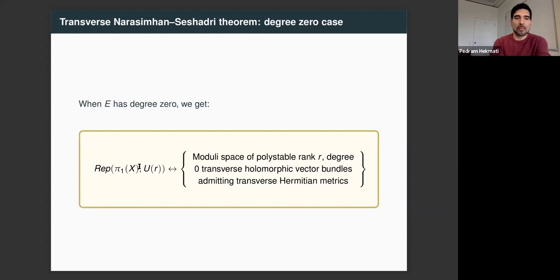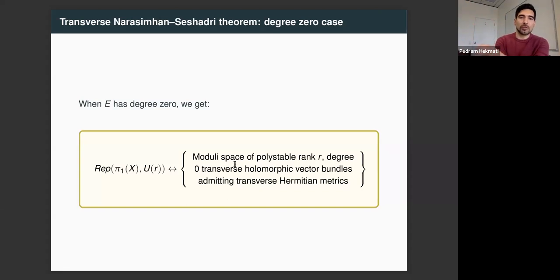So the Hitchin-Kobayashi correspondence tells you that this character variety is the moduli space of polystable rank R degree 0 transverse holomorphic bundles admitting transverse Hermitian metrics. An important point here is that obviously on the left-hand side, we don't see the foliation. It's just a representation of the fundamental group of the total space. What it means on the right-hand side is that you have a moduli space of foliated bundles, but you have to allow for all possible transverse structures on your holomorphic bundle.